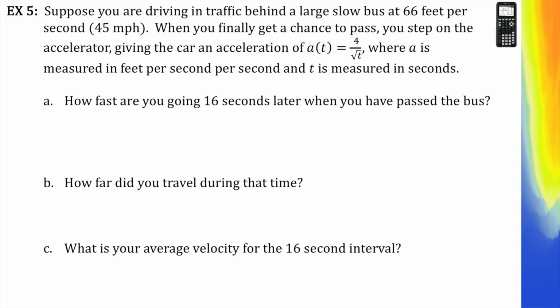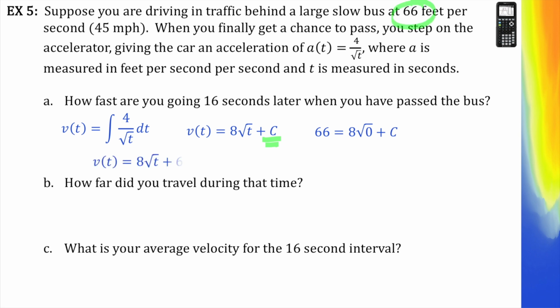In order to figure out how fast you're going, we're going to need a velocity function. And velocity is the antiderivative of acceleration. So we'll take the antiderivative of 4 over the square root of t, and that's 8 times the square root of t plus c. Don't forget that constant of integration. We do have an initial condition here that we can use to solve for c: at time 0, we're going 66 feet per second. So we know that c is 66.